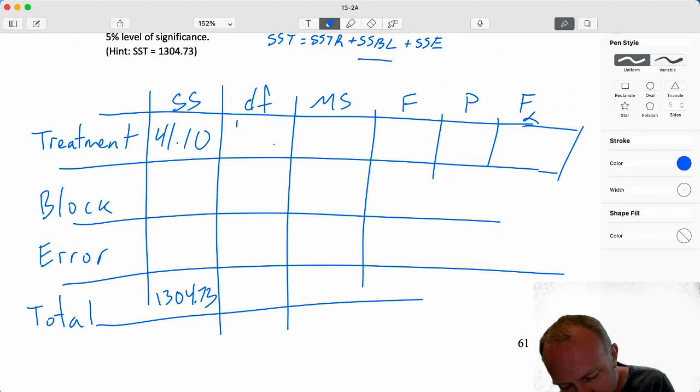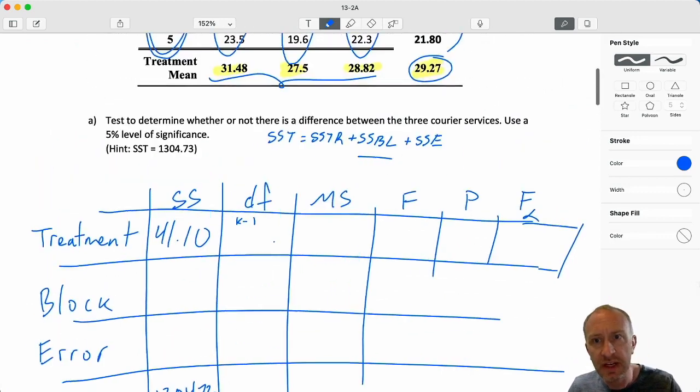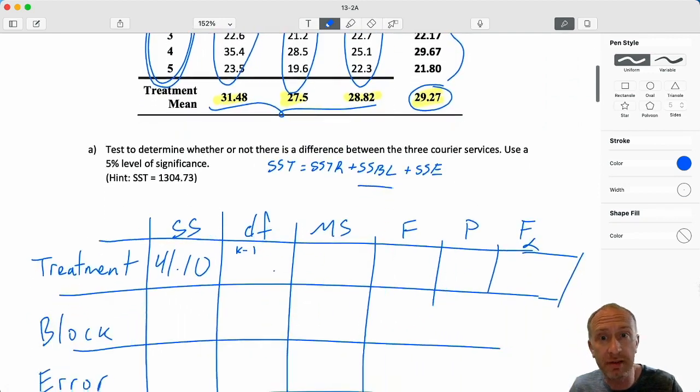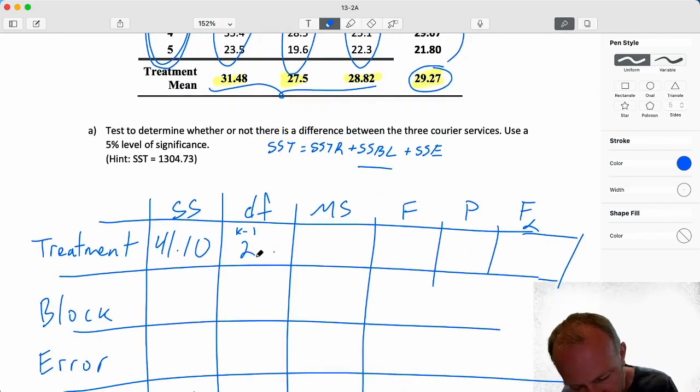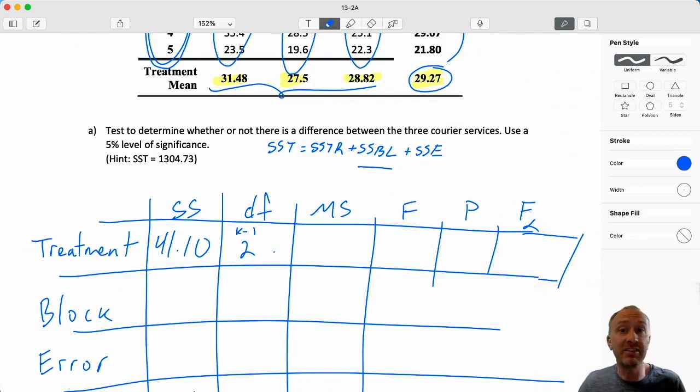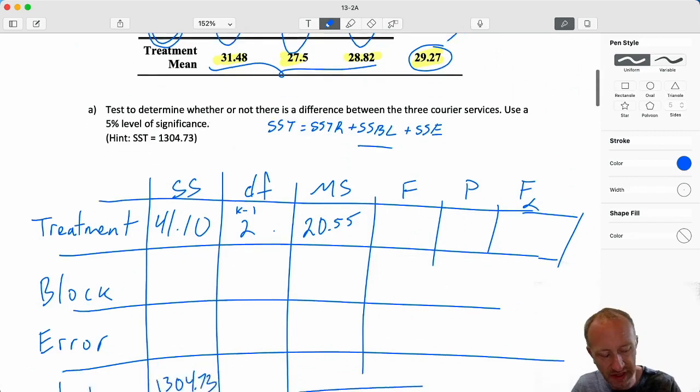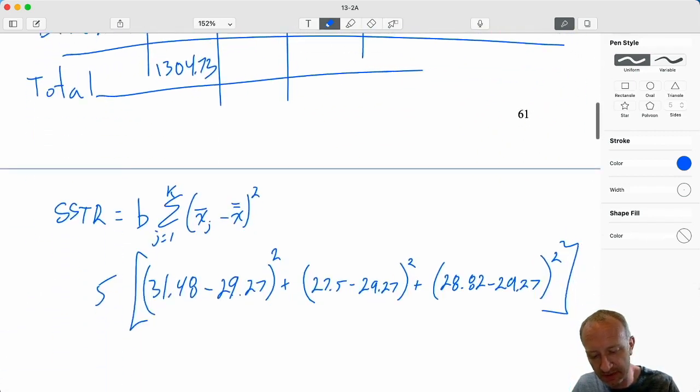Degrees of freedom, same as always, k minus 1. Here I have 3 treatments, so k minus 1 is 2. That mean squared is exactly the same. It's our sum of squares divided by our degrees of freedom, so that'll be 20.55. Next one, for blocks.